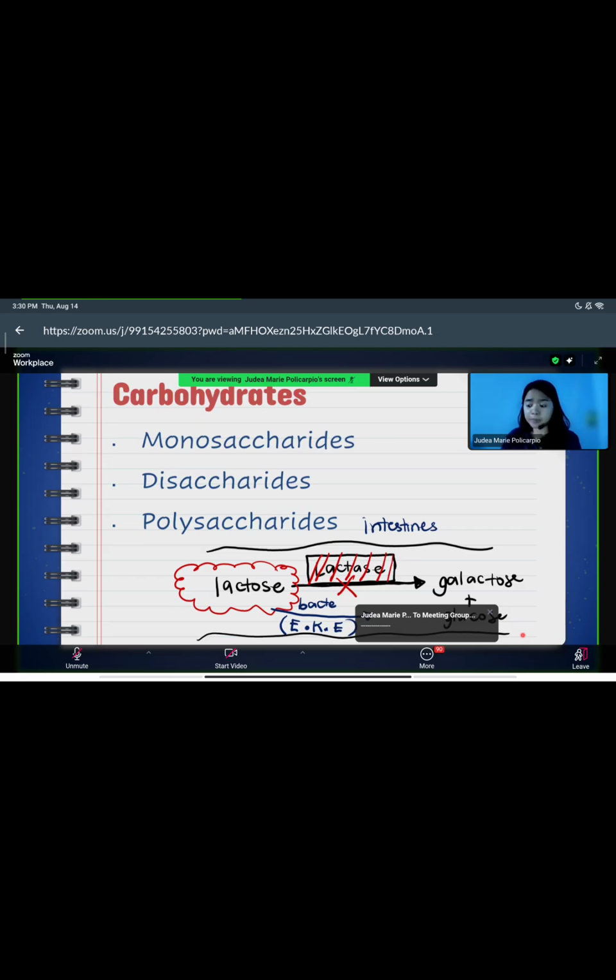Pag nag-skip tayo ng meal, di naman tayo agad namamatay kasi yung katawan natin nag-save ng glucose. Okay, nag-save ng glucose. Okay, so nag-save ng glucose yung katawan natin in the form of glycogen. Para mag-fasting ka man, malipasan ka man ng gutom, at least may mari-retrieve tayo. Meron tayo ulit makukuha ng mga source ng energy. Okay, in the form of glycogen.